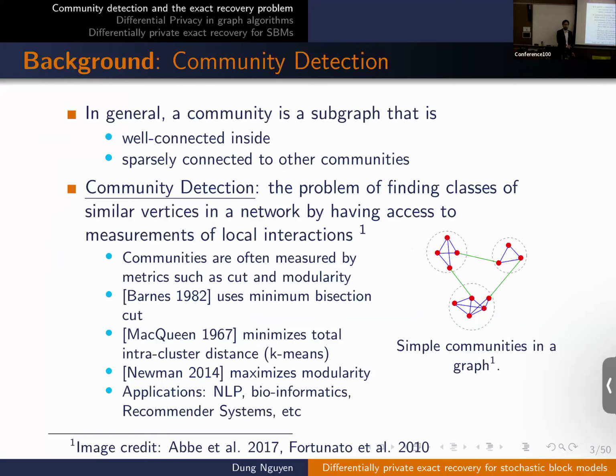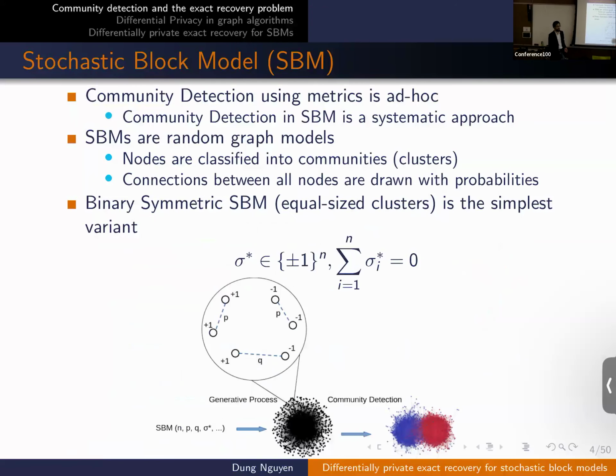So the basic task we talk about today is community detection. In the context of network science, community detection is to detect subsets of a graph that are strongly connected inside and loosely connected to other vertices. There are many ways to detect such communities using metrics such as modularity or cuts. The problem with using these metrics is that you usually don't have the ground truth community, so it's difficult to evaluate how well your algorithm does.